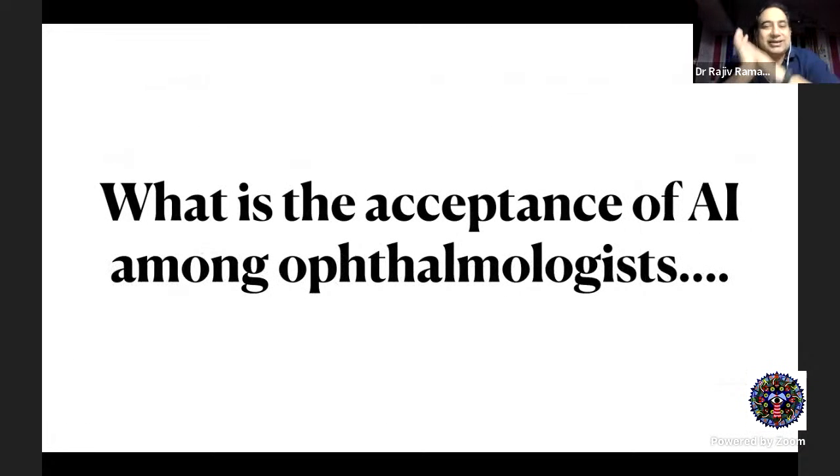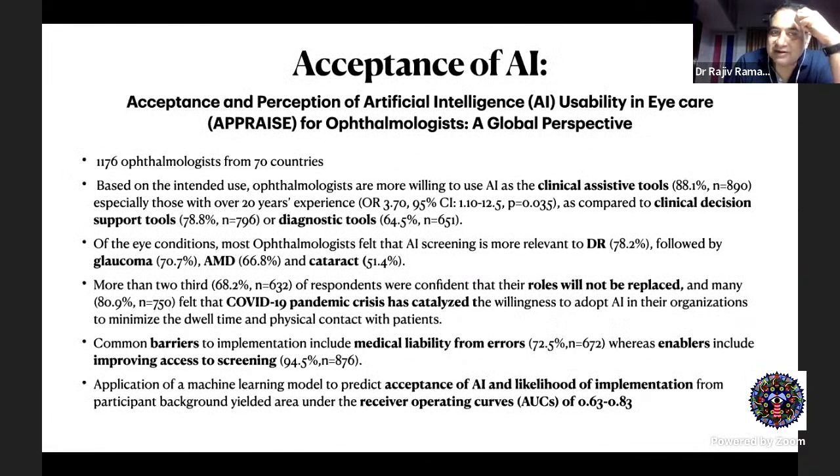And lastly, what is the acceptance of AI among ophthalmologists? Again, this is a multi-centric study, with more than 1,000 ophthalmologists from 70 countries.